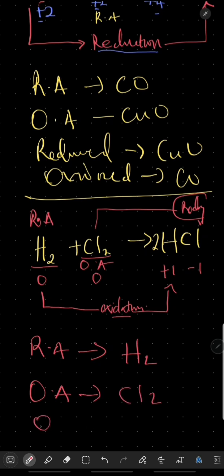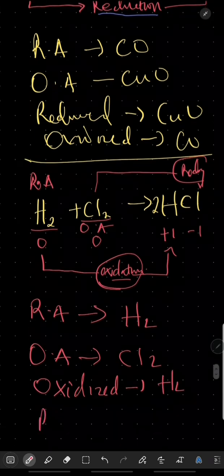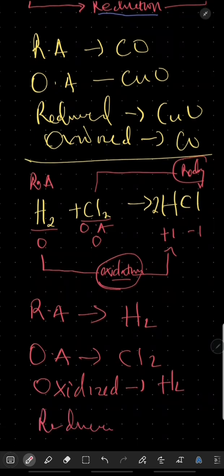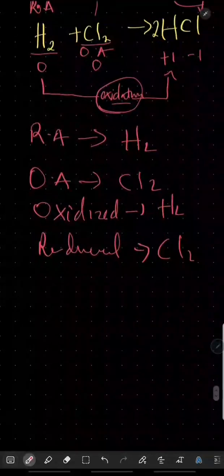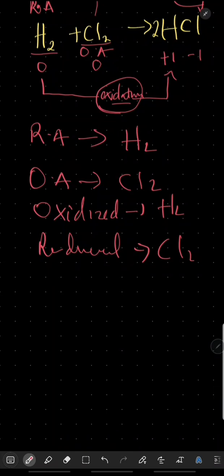My species that is oxidized, so the species that is oxidized is what? Oxidized means which one undergoes oxidation? H2. And which one is reduced? Reduced means which one undergoes reduction? That's chlorine gas. Now the most important thing to note, now that you know how to find the oxidizing agent and reducing agent, this is very essential for JAM students.